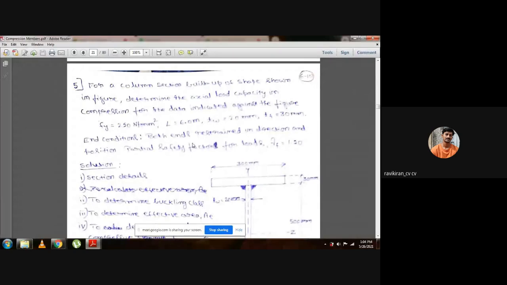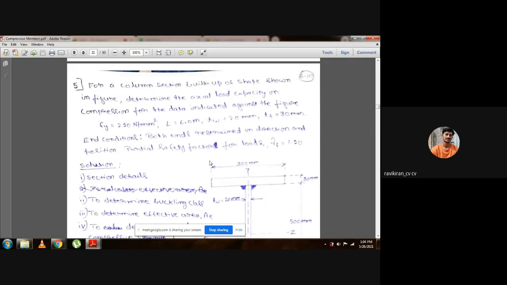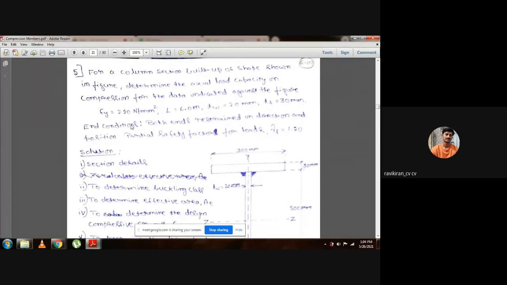Okay, I'll move further. The next problem: for a column section built up as shown in the figure, this figure is provided, determine the axial load capacity in compression for the data indicated against the figure. So with this figure, some information is provided.